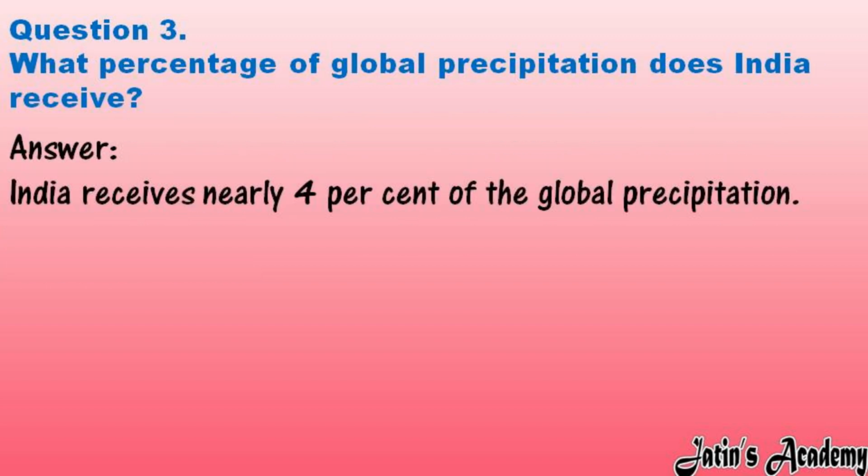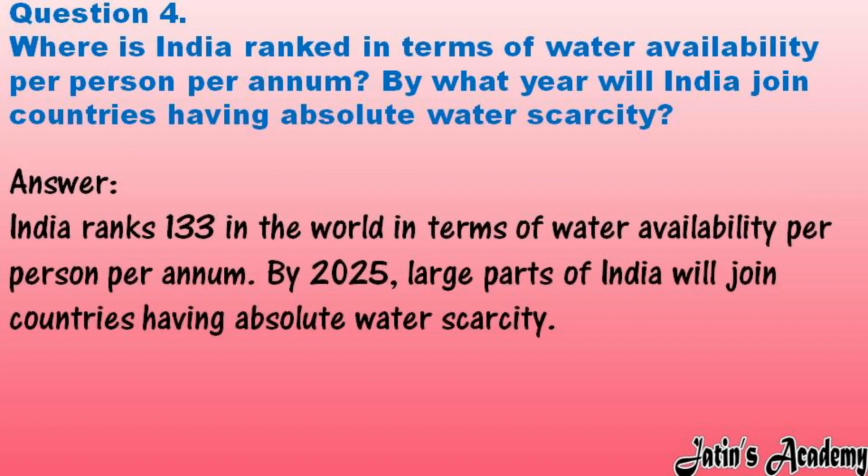Question 3. What percentage of global precipitation does India receive? Answer. India receives nearly 4% of the global precipitation. Question 4. Where is India ranked in terms of water availability per person per annum? By what year will India join countries having absolute water scarcity?